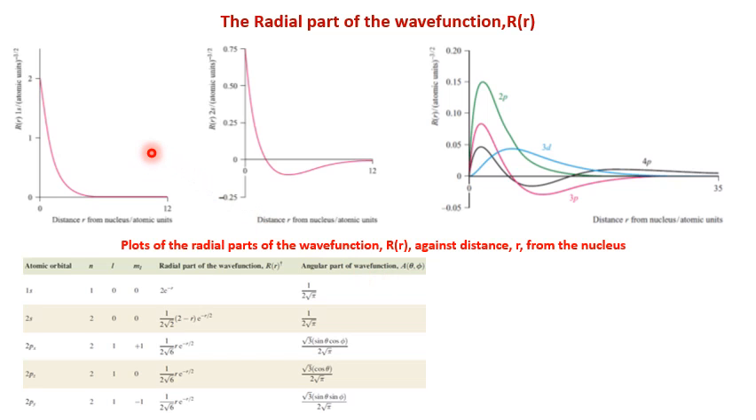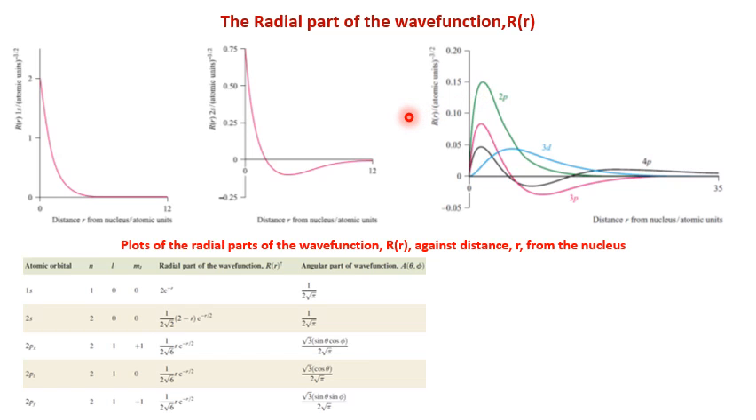Now this figure, this plot, shows the graph between the wave function, which is represented as capital R, against the distance r from the nucleus for the different orbitals as shown over here. Three representative figures I have shown. The first one is the 1s, the second is the 2s in the middle, and the last one is a combination of 2p, 3d, 3p and 4p orbitals.